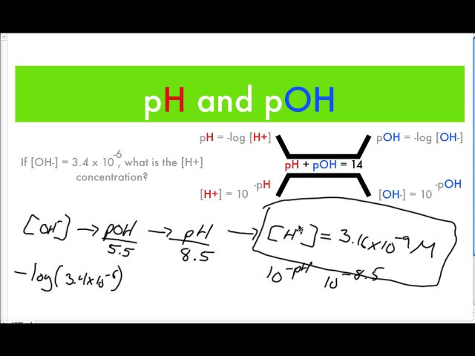And the follow-up question, is it acidic, basic, or neutral? Well, if you look at the pH, 8.5, greater than 7, that's basic. Basic. That's pH and pOH. Those are the basics.